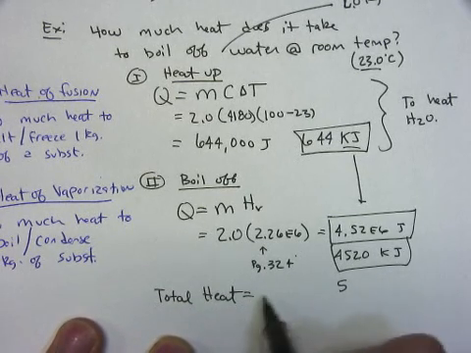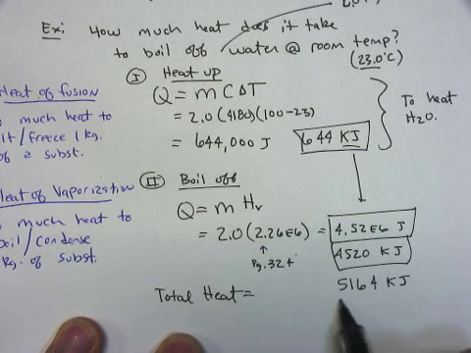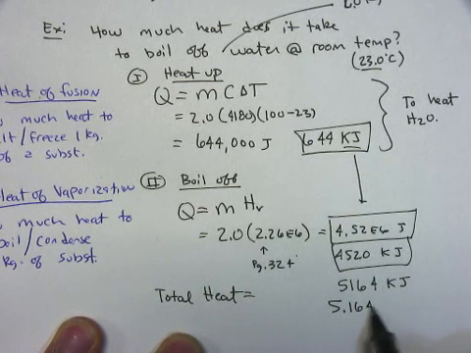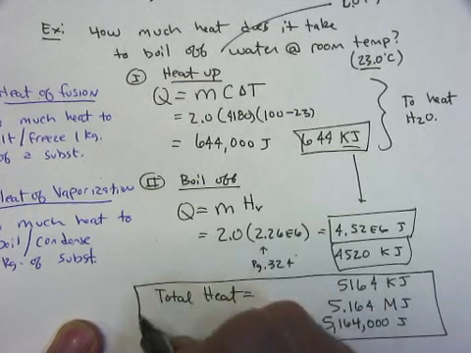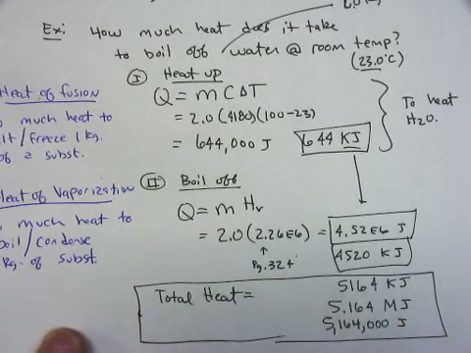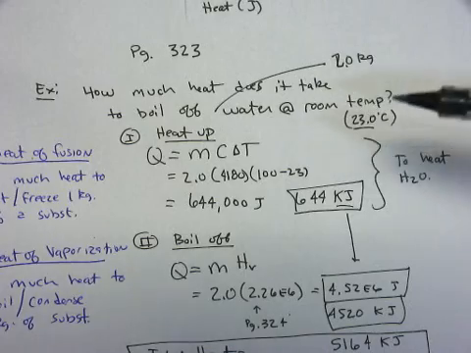So the total heat equals 5164 kilojoules, or 5.164 megajoules, or 5,164,000 joules. That's how much heat it takes to boil off water at room temperature.